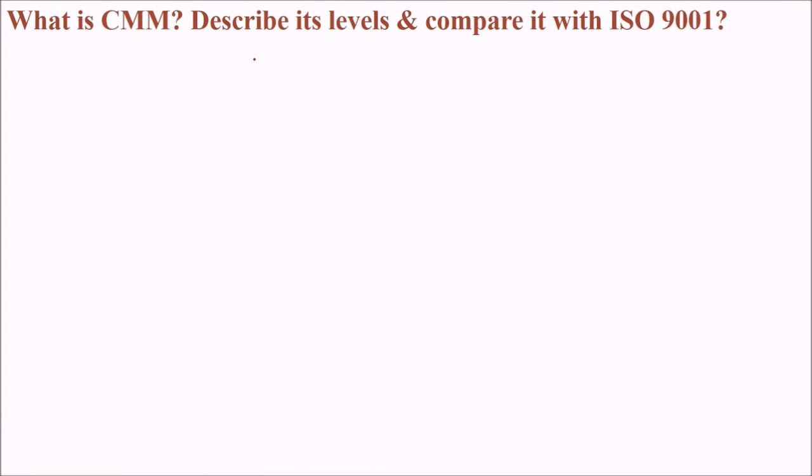What is CMM? Describe its levels and compare it with ISO 9001. CMM is the Capability Maturity Model. ISO is the International Organization for Standardization: ISO 9001:2008, and ISO 9001:2015, which is the recent one. What are these? CMM, the Capability Maturity Model, deals with process improvement. It is a process improvement model. ISO 9001 is a process compliance standard.